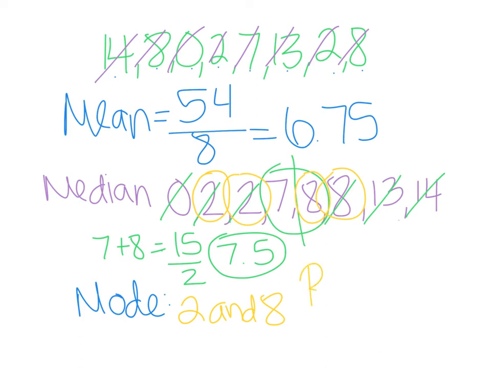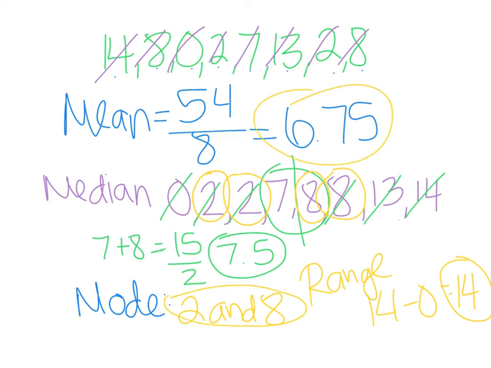And then range is your highest minus your lowest. So 14 minus 0, 0 is still a number in the data set. So 14 is our range. Okay, go ahead and take a picture of all your work and then keep sliding down.